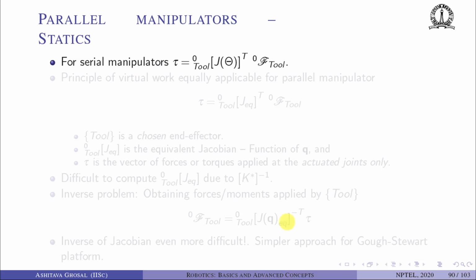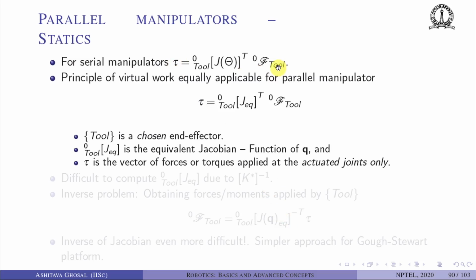How about parallel manipulator statics? So for serial manipulators, tau is J transpose F. Okay, the principle of virtual work is equally applicable for parallel manipulators. So all we need to do is say that instead of J we have J equivalent. And what was J equivalent? J equivalent had to deal with Jv star, K star, K, and so on. And similarly J omega star, K star, K inverse, and all these various things which we had derived in the velocity analysis.